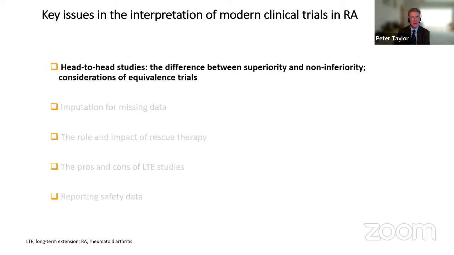So let's start off by looking at head-to-head studies and consider the difference between a superiority study and a study designed to establish non-inferiority. And we'll also look at considerations around equivalence trials.